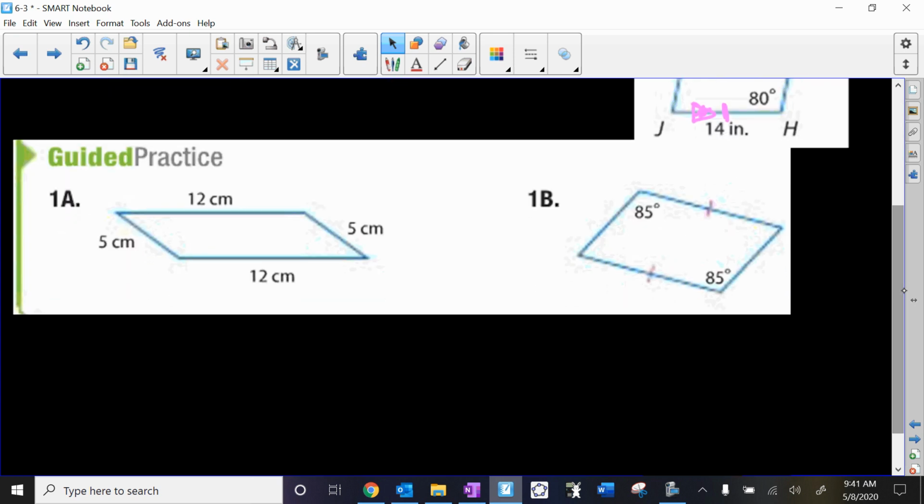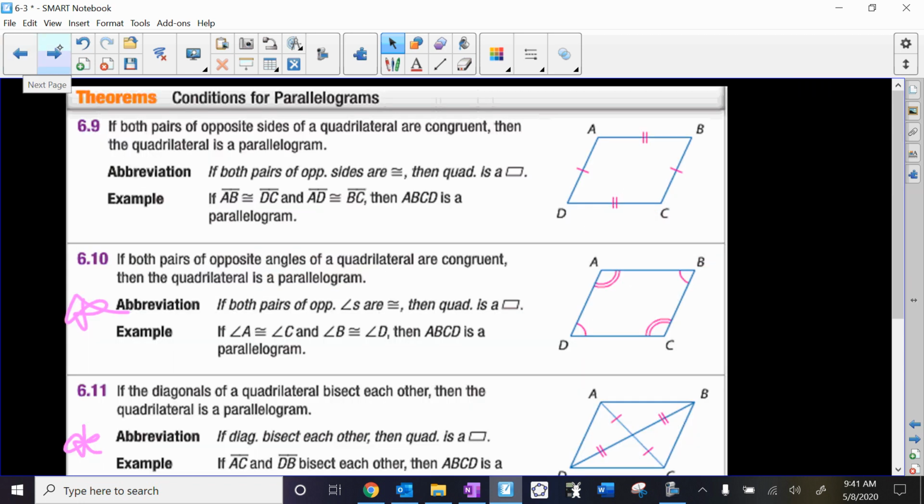The next one, this one shows us that this side is congruent to this side, and this one's congruent to this side. So yes, it's a parallelogram. We're looking for the property that states both sets of opposite sides are congruent, and that would be this one up here at the top, 6.9. Both pairs of opposite sides are congruent. It is a parallelogram.